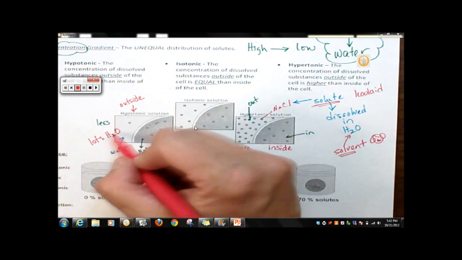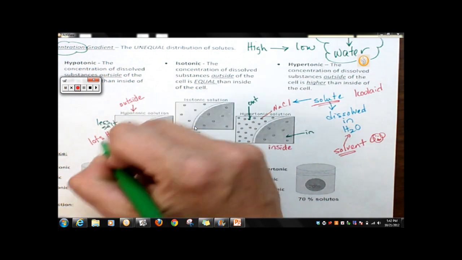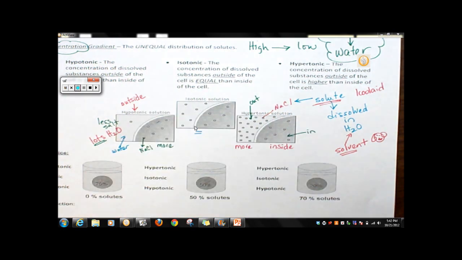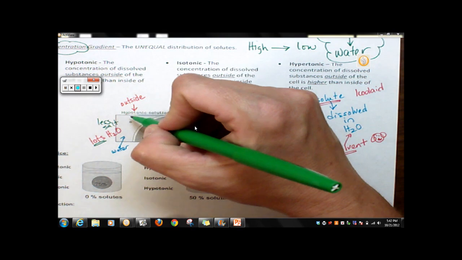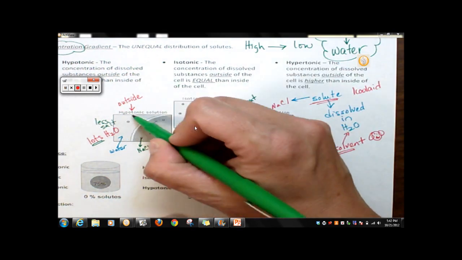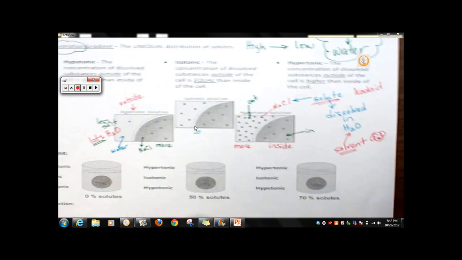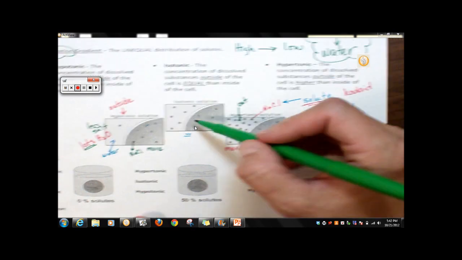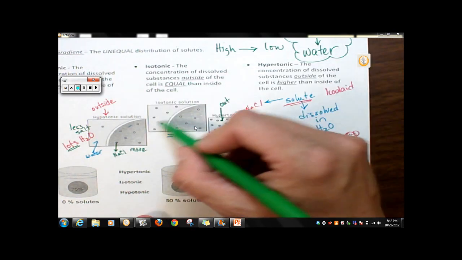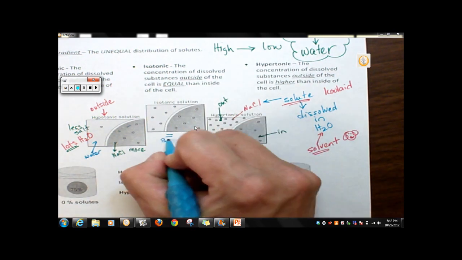So lots of water here, less salt. Anytime you have a lot of something, the prefix in biology for a lot of something, or above, not always a lot, but above, is hypo. And hypotonic solutions around the cell means that there's a lot more water on the outside than on the inside of the cell. Okay? Isotonic solutions, if you'll notice, we said before, there's equal amounts of salt inside and outside.